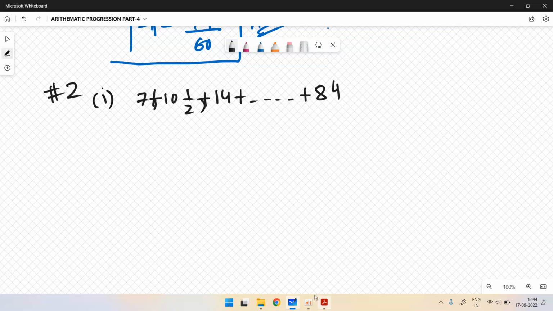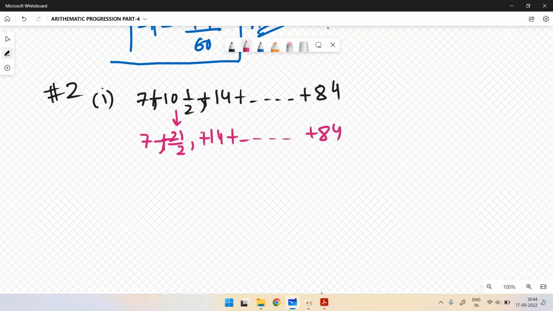It is not given whether this is an AP or something else, so first check whether this is true or not. First convert 10 by 2 to standard form, which is 21 by 2. Your series is 7, 21 by 2, 14, up to 84.